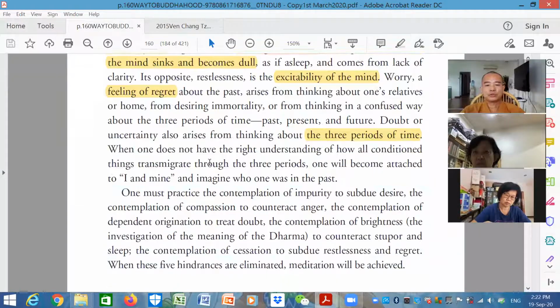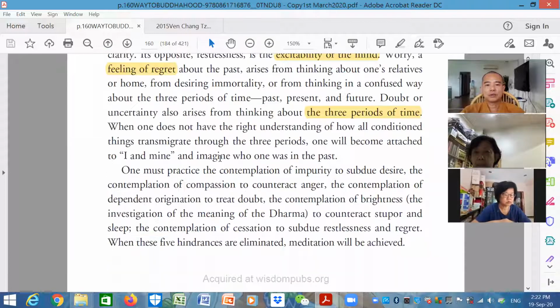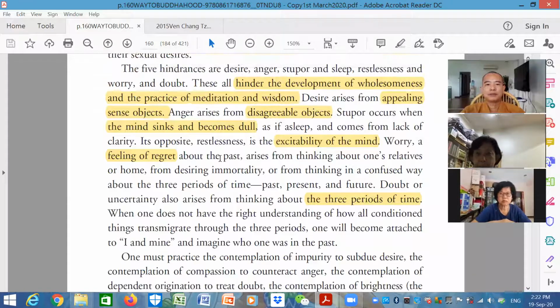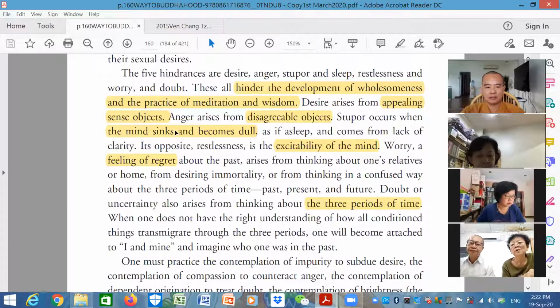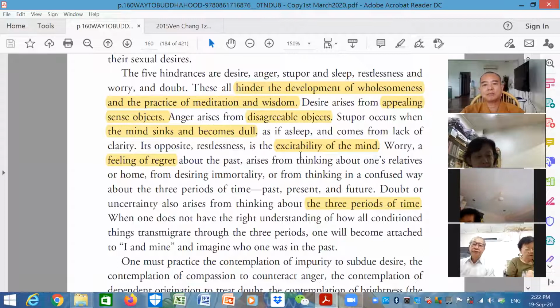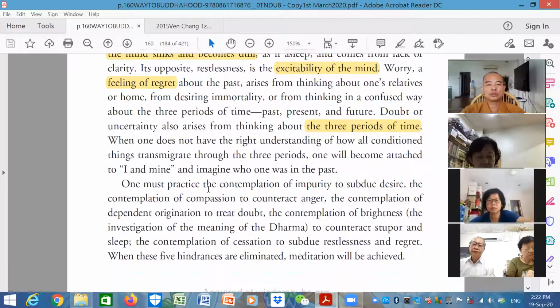Then we go on. Okay, so we are in this paragraph. All hinder the development of wholesomeness and the practice of meditation and wisdom. Desire arises from an appealing sense object. Anger arises from a disagreeable object. Then the mind sinks and becomes drowsy, and its opposite is restlessness, which is the excitability of the mind, and lastly is worry, the feeling of regret. So now we go to the last paragraph.